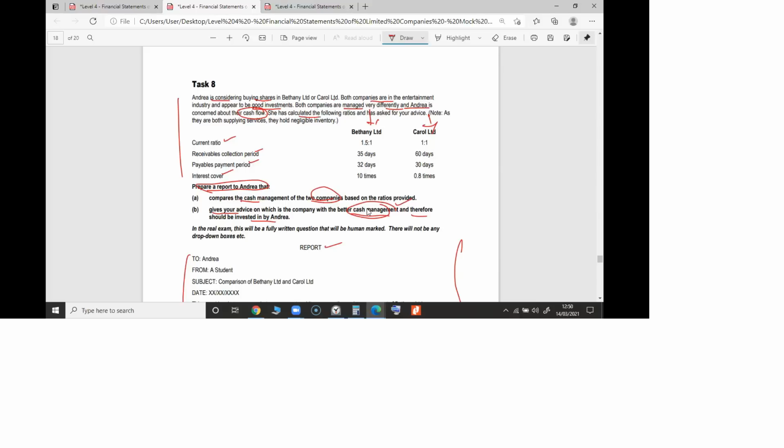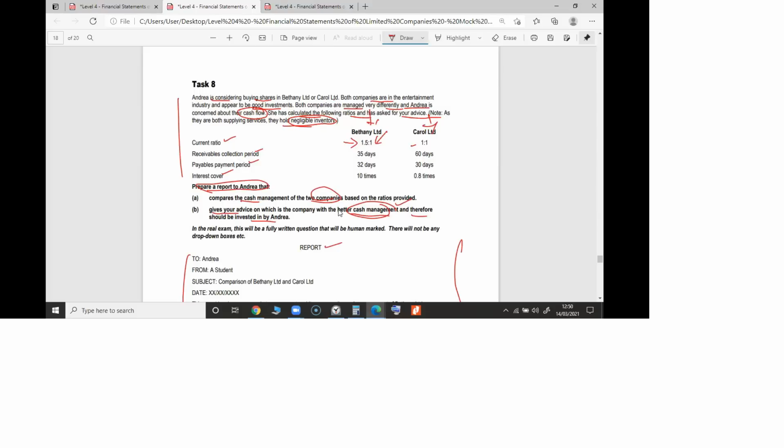She has calculated the following ratios and asked your advice. As they are both supplying services, they hold negligible inventory. Basically, they don't have enough inventory, so don't bother about it. So look at this. Bethany has current ratio 1.5 to 1 and Carol has 1 to 1. Obviously, Bethany is better, right? Bethany has more current asset compared to Carol.